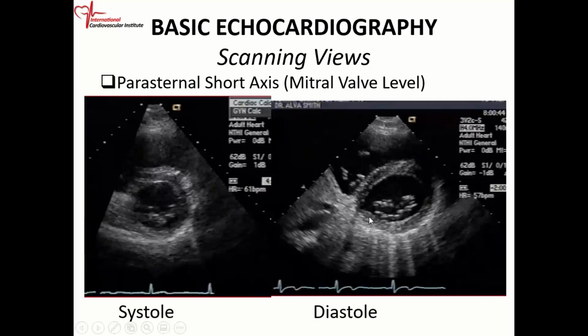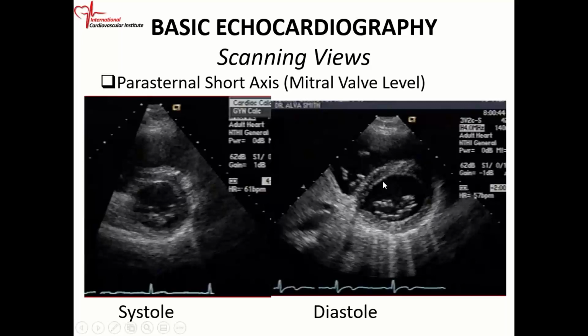This is a short axis at the mitral valve level, and this is a diastolic frame. The mitral valve is open. Your ECG is right there. Systole is from the onset of the QRS to the end of the T wave, so anything inside here is systole. Diastole is from the end of the T wave to the QRS, so anything inside here is diastole. In the diastolic frame, the mitral valve is open because the mitral valve opens in diastole.